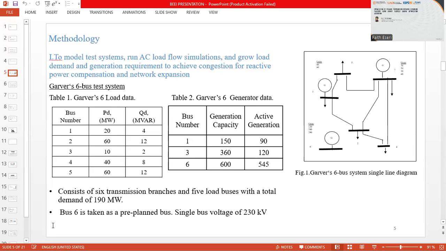The 6-bus system consists of 6 transmission lines and 5 load buses, and the total demand is 190 megawatts. Bus 6 over here is taken as a pre-planned bus, and the whole system is assumed to be of a single voltage of 235 kilovolts.